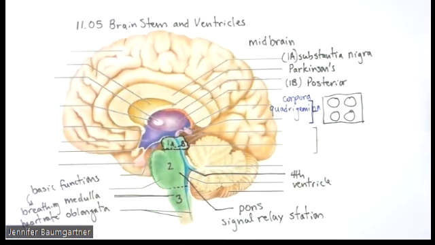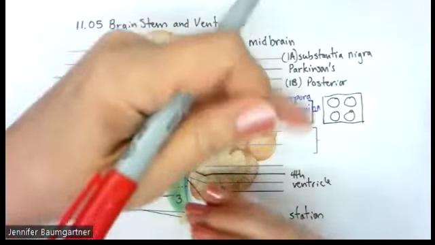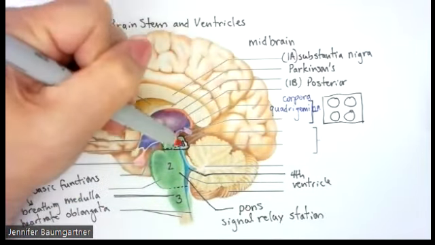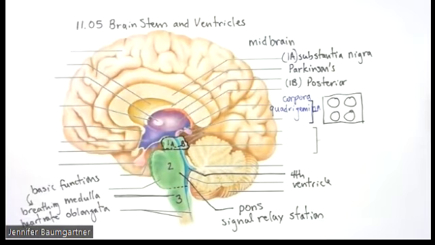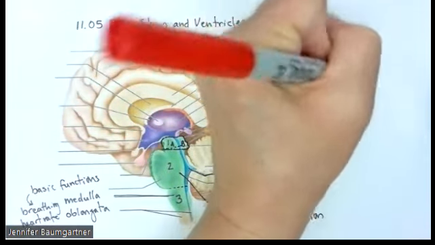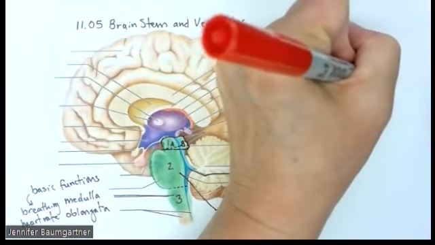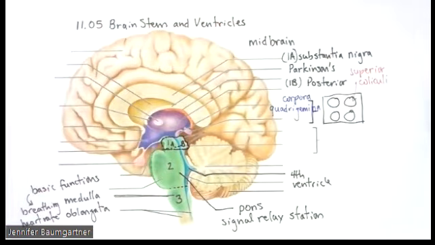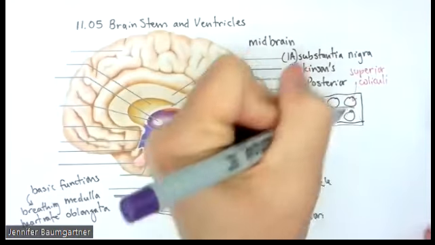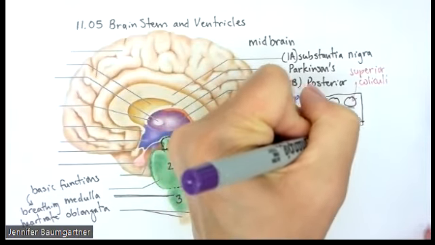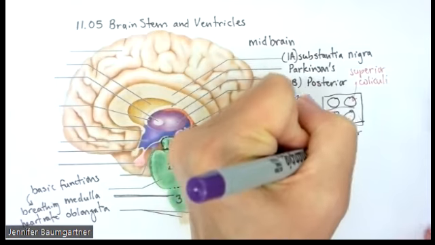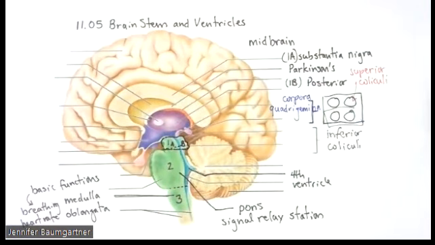The top 2 have a name and the bottom 2 have a name. And the reason we're learning this is these are a really good landmark when you're dissecting brains. So if you pull apart this fissure, you're going to see these 4 bumps, and then you know you've got the midbrain. The top 2 are called the superior colliculi, or colliculi. And the bottom 2 are called the inferior colliculi.